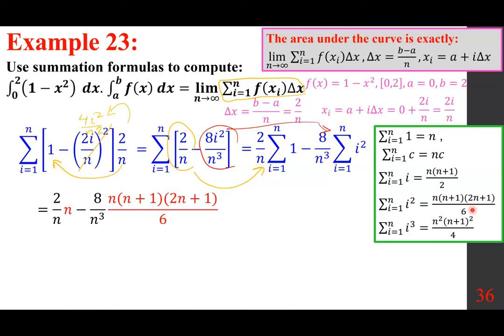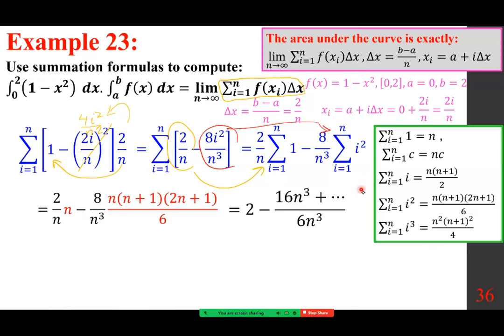So first and foremost, this will simplify to 2. This one, the denominator is 6n cubed. I want you to pay attention to the numerator. n times n, n squared times 2n, 2n cubed times 8 is 16n cubed, and a bunch more.